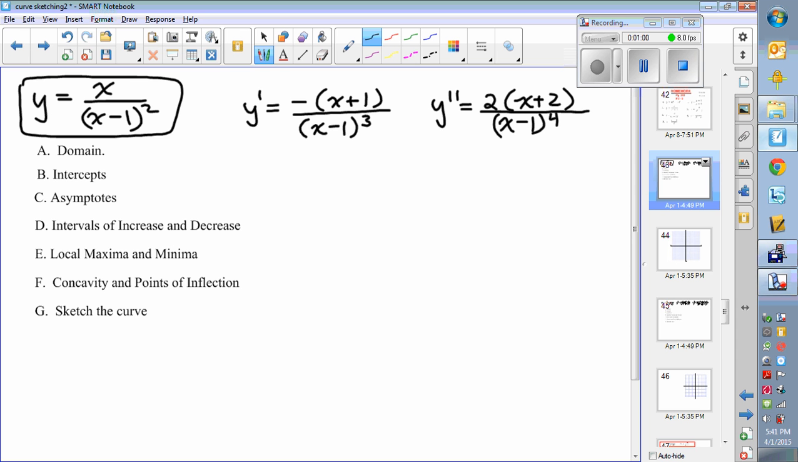Now, what I often do is, before I start, work out the first and second derivative, or sometimes you're lucky enough that it's given to you. Either way, you'll need those.